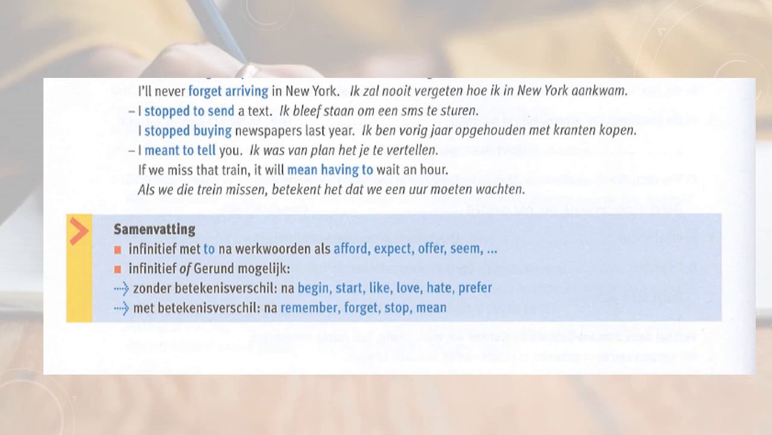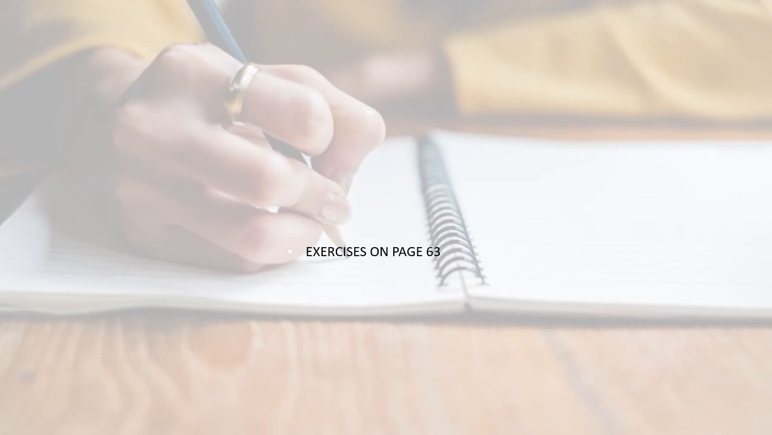But we also have verbs that do create a different meaning when you use a gerund or an infinitive. And those verbs are remember, forget, stop or mean. Dus als je bijvoorbeeld het werkwoord remember hebt en je plaatst een infinitief erna, dan zal het een andere betekenis hebben dan als je bijvoorbeeld een gerund erna plaatst, zoals we al hebben gezien. Now you can make the exercises on page 63.